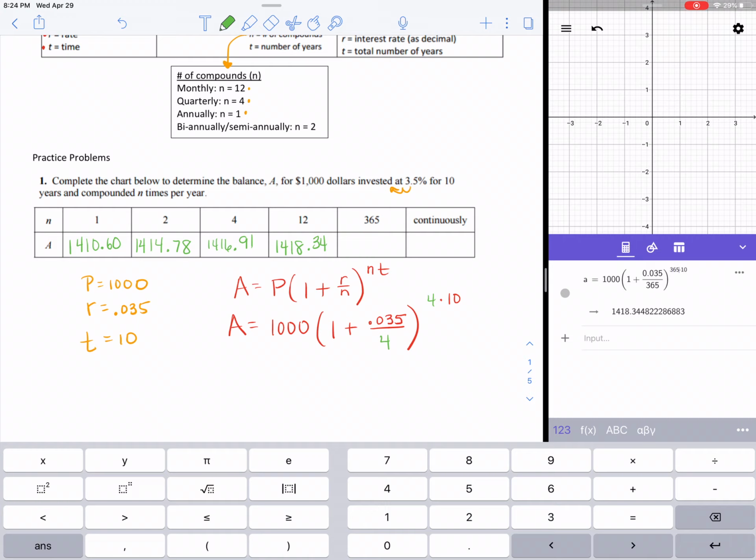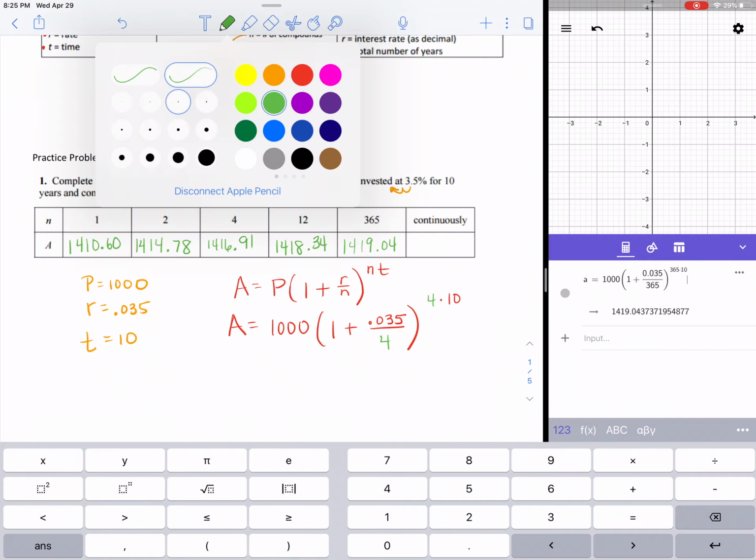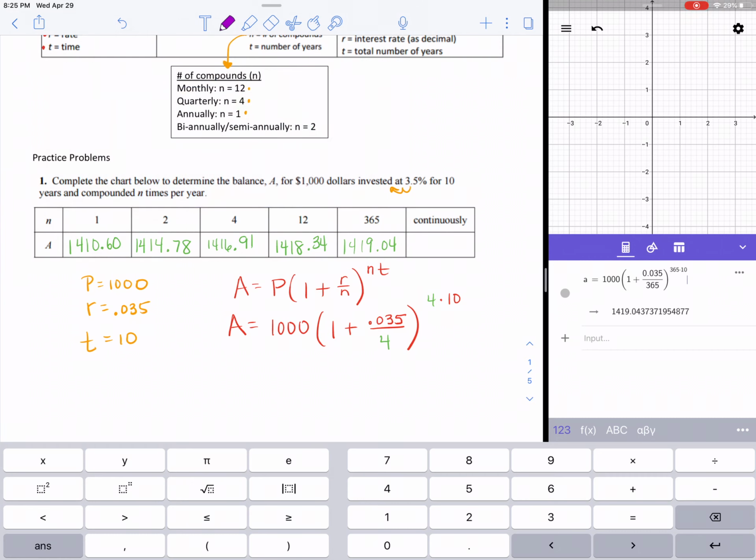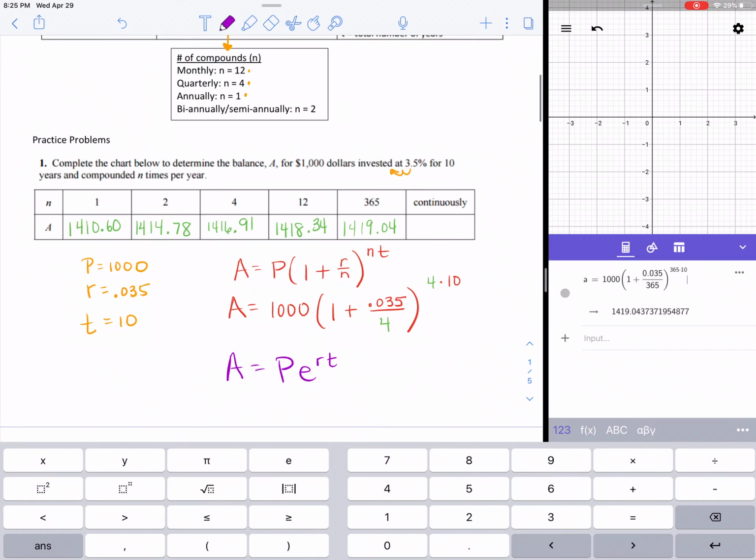So I put the 365, so the n goes in two places in the formula, the denominator and the exponent, and again, it goes up very little between monthly and daily, pretty much. And then continuously, the formula is going to completely change. That's when we use the A equals Pert, the Pert formula, sometimes they call it.